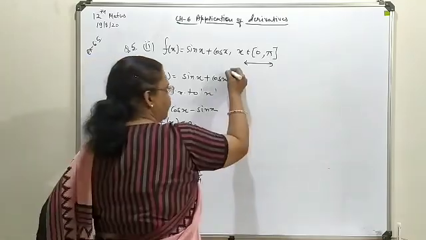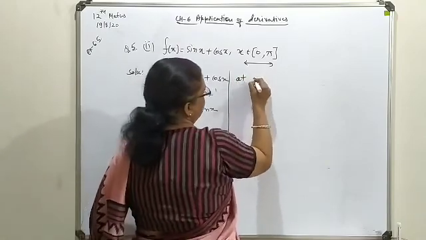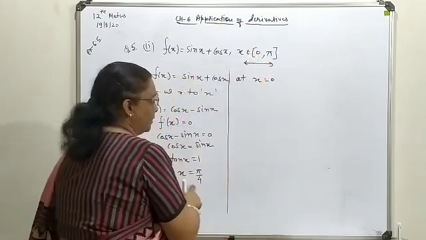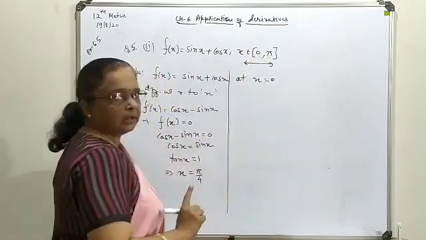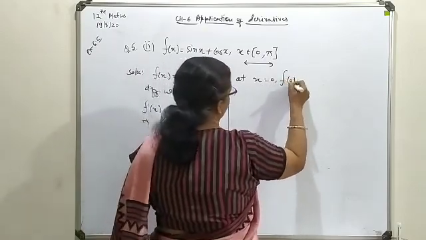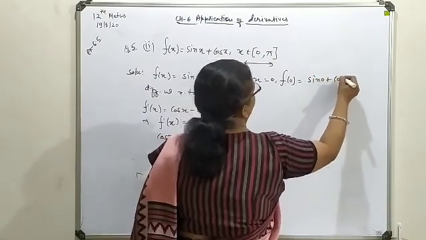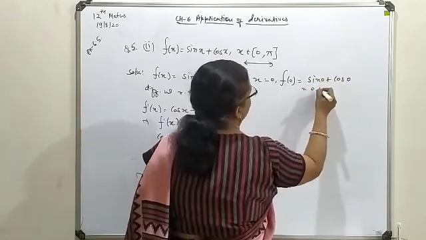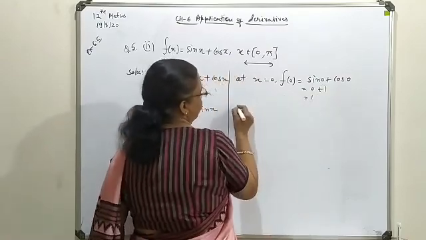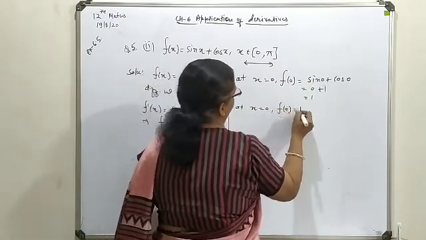So first of all, at x equal to 0, let's start with this range. In between you will insert this one, and at last you will come to the last range. Your f(0) value is sin 0 plus cos 0. Sin 0 is 0, cos 0 is 1. So your f(0) will turn out as 1. So here at x equal to 0, f(0) is 1.